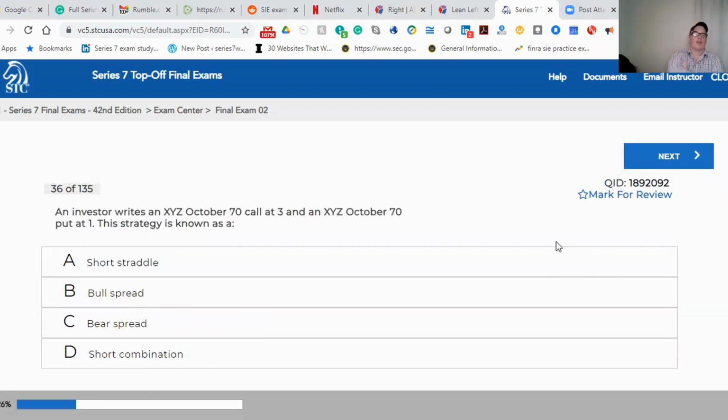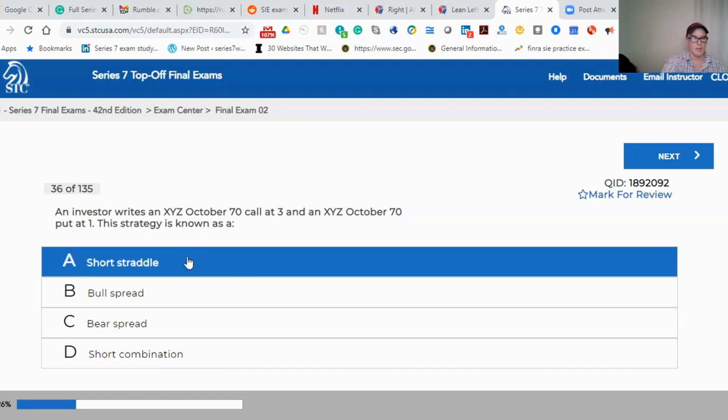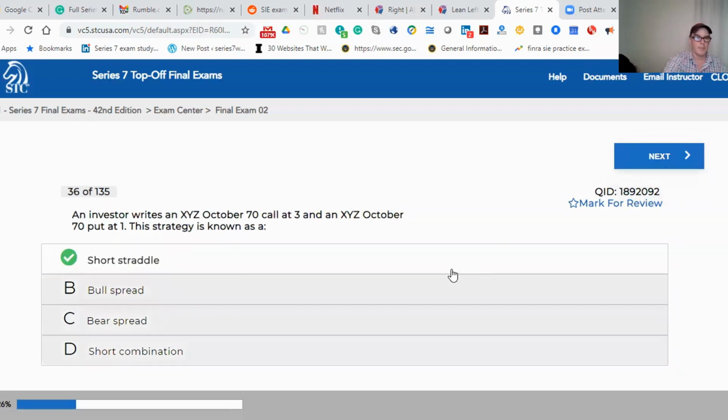An investor writes a 70 call at 3 and a 70 put at 1. So this is a sell a call, sell a put. So it's selling both. So it's short something. Now, are the strikes the same? Are the months the same? Yes. So that would be a straddle. It's a short straddle, so I sold both. If the months or the strikes are different, it would be a combo. Short straddle, what do I want? I want stability. Good.